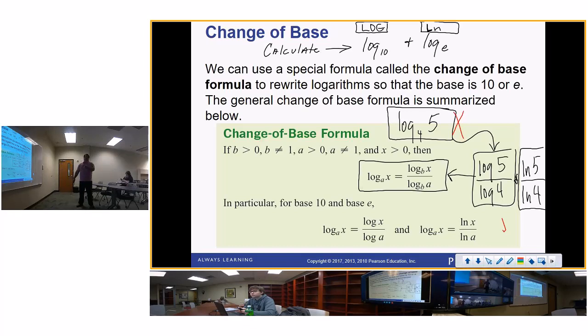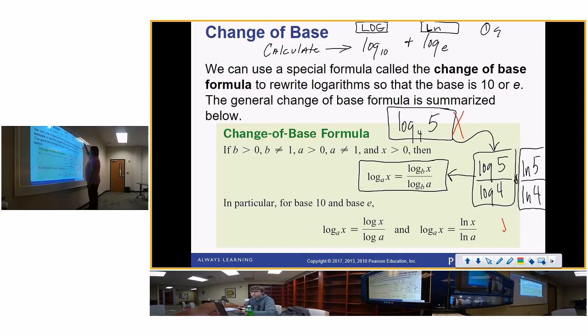This is one test question. Now, could it be included in your solve an equation questions? Yes. But as far as one question that if you miss it, you don't tell anybody, that's one. There'll be one of these on the test that'll say, find the log base 4 of 5. And that's going to be all. You may also have it in the solve an equation questions. But as far as just one question, you're going to have two graphing questions, and then one question on the change of base formula.